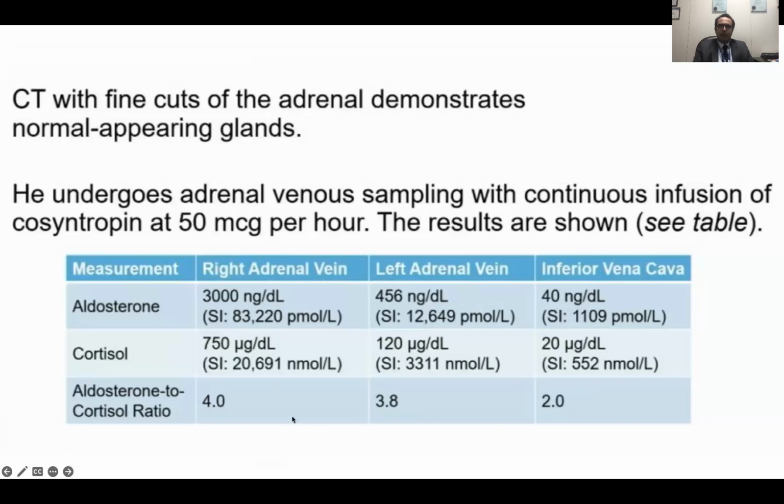Then compare the right to left. This is the lateralization index. This is even less than 2. So this is clear-cut bilateral disease. And even the contralateral suppressive index can also be done.